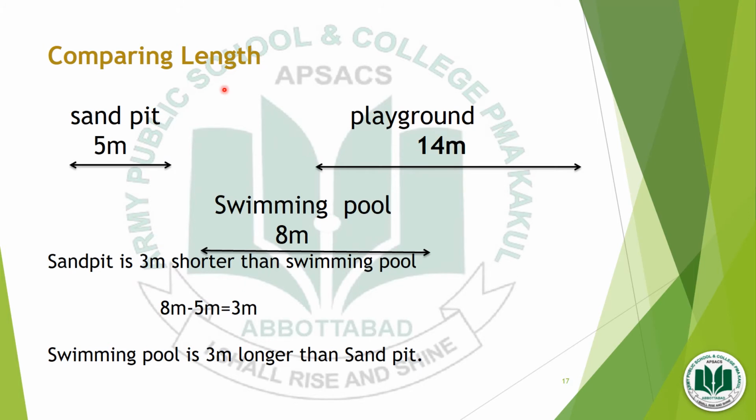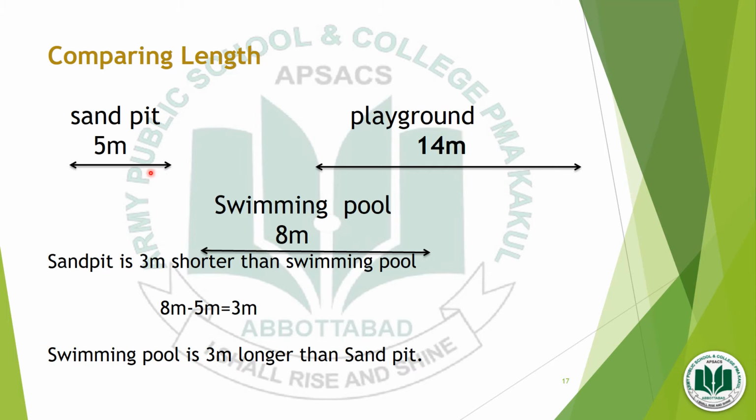In this class, you will learn how we find the difference between two lengths. Let's have an example. The length of a sandpit is 5 meters. And the length of the playground is 14 meters, and the length of the swimming pool is 8 meters. Now we will find the difference between these three places. Which place is shorter than the other place, or which place is longer than the other place, and then by how much. For example, if we have to find the difference between the sandpit and the swimming pool.